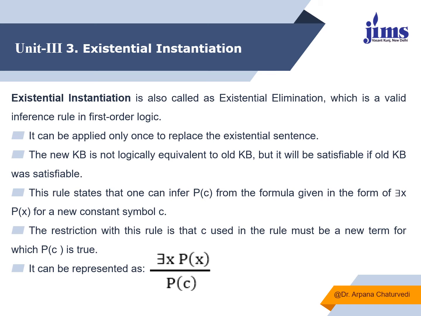The rule states that one can infer P(c) from a formula given in the form there exists x P(x), for a new constant symbol c. Like here, if there was an existential predicate where we were saying there exists x such that x is P, now instead of x I have substituted a constant c, so that's why it is known as existential instantiation.